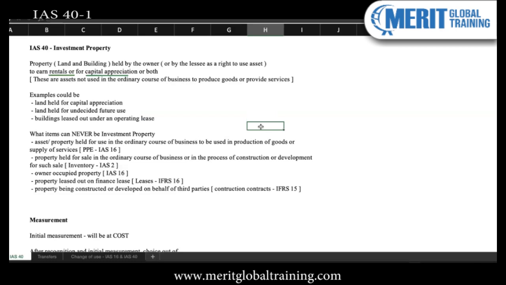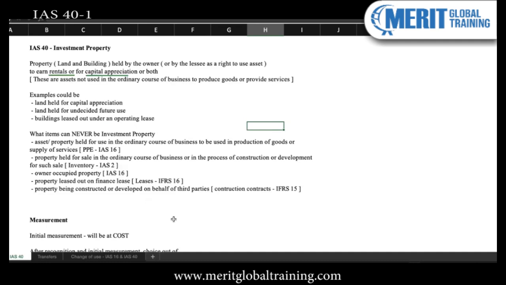Now, there are a couple of items that can never be classified as investment property. The first one is an asset or property held for use in the ordinary course of business, to be used in the production of goods or supply of services. So this property in Noida, from where we are conducting our business operations, delivering so many batches, conducting so many lectures, is used for rendering services. This is not investment property. A business entity operates out of a particular premises where production is happening, then that is also not investment property.